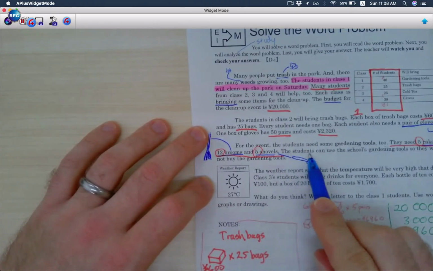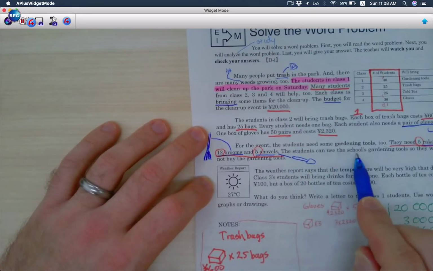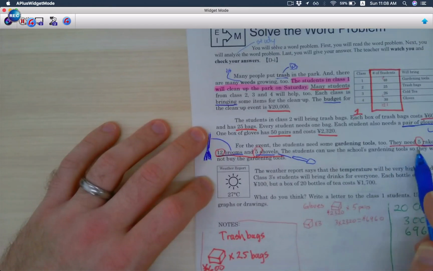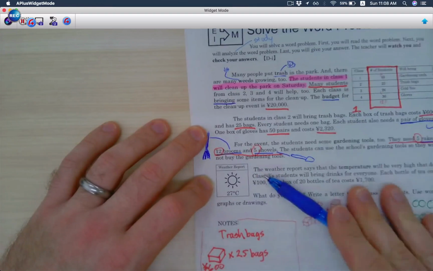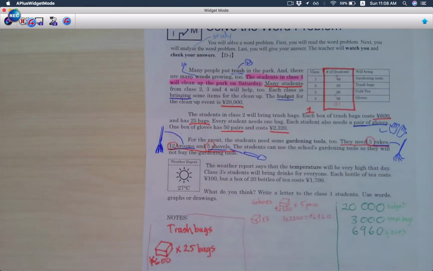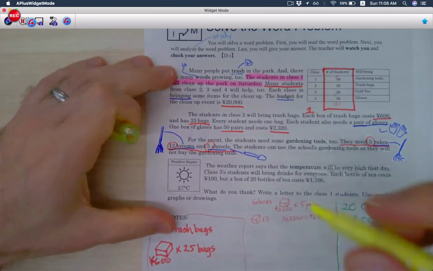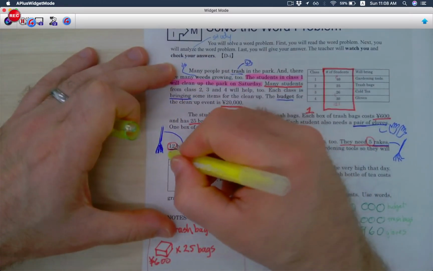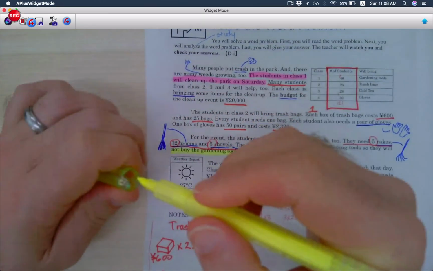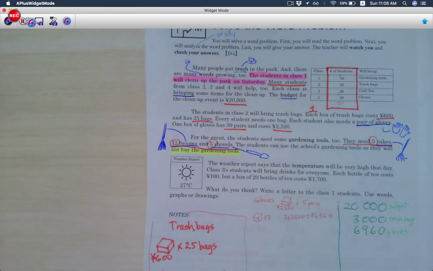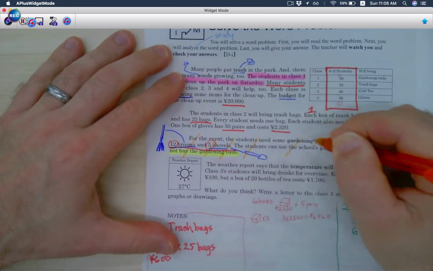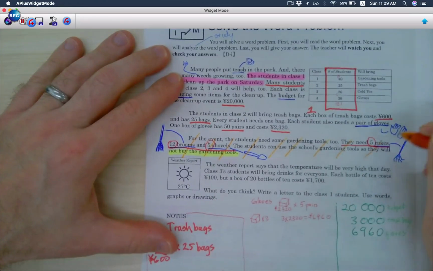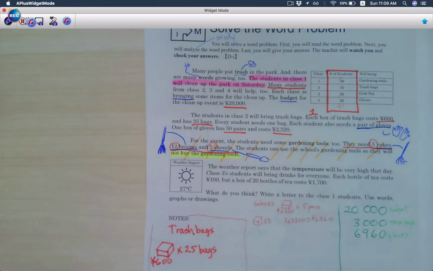The students can use the school's gardening tools, so they will not buy gardening things. They won't buy them. That's very, very important. So the information in this paragraph, I don't need. I don't need this information because it's not important for me now.